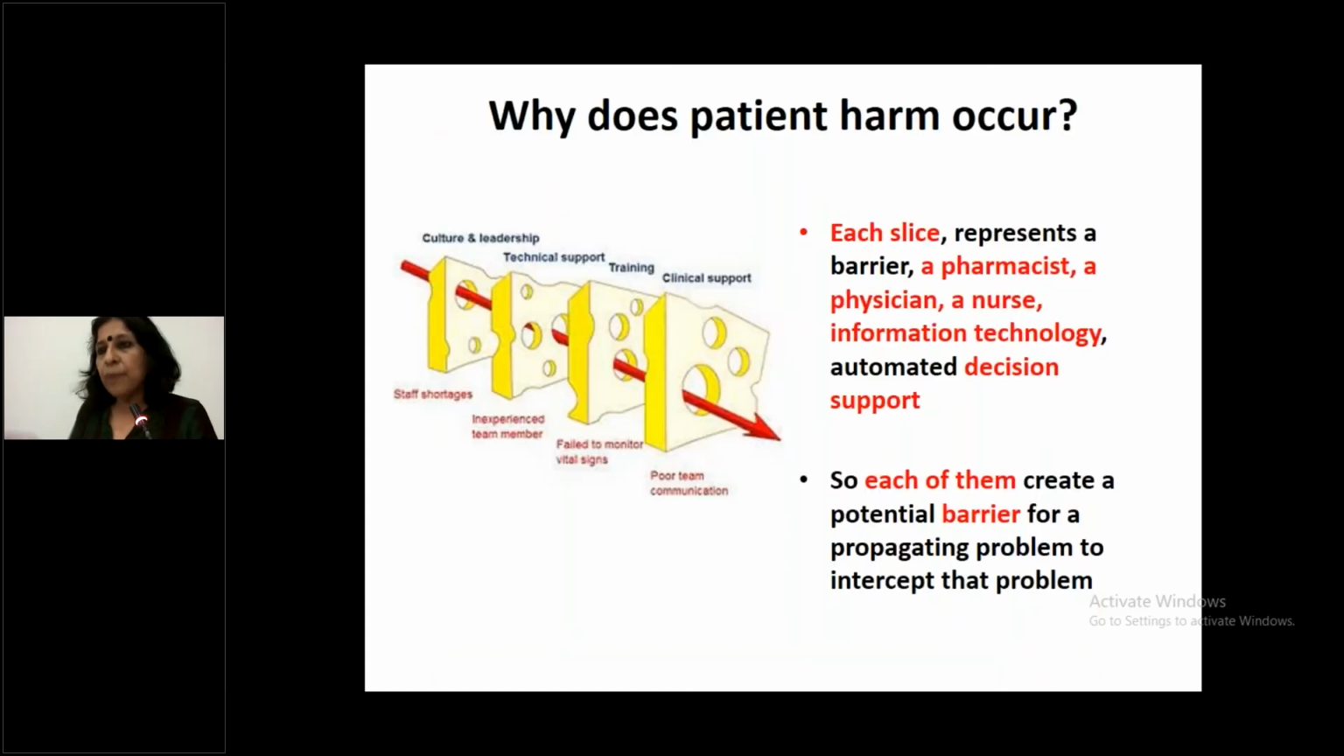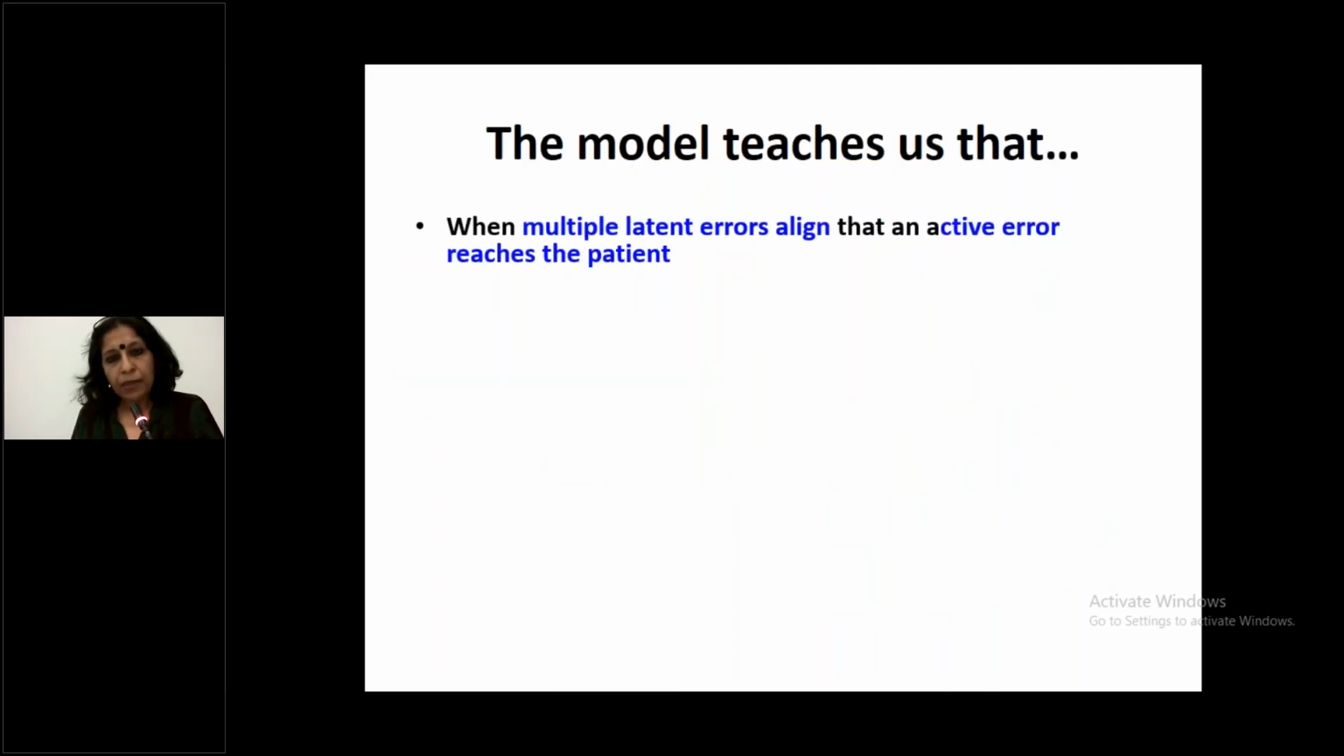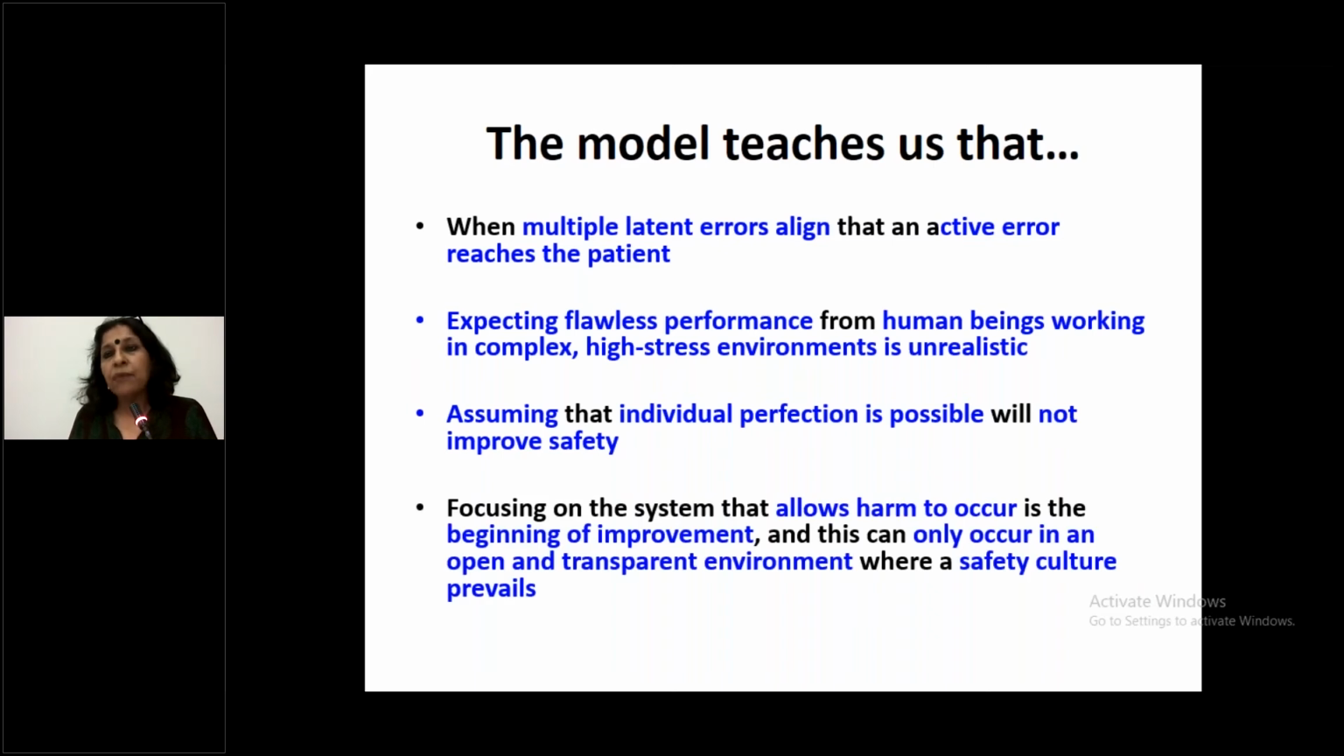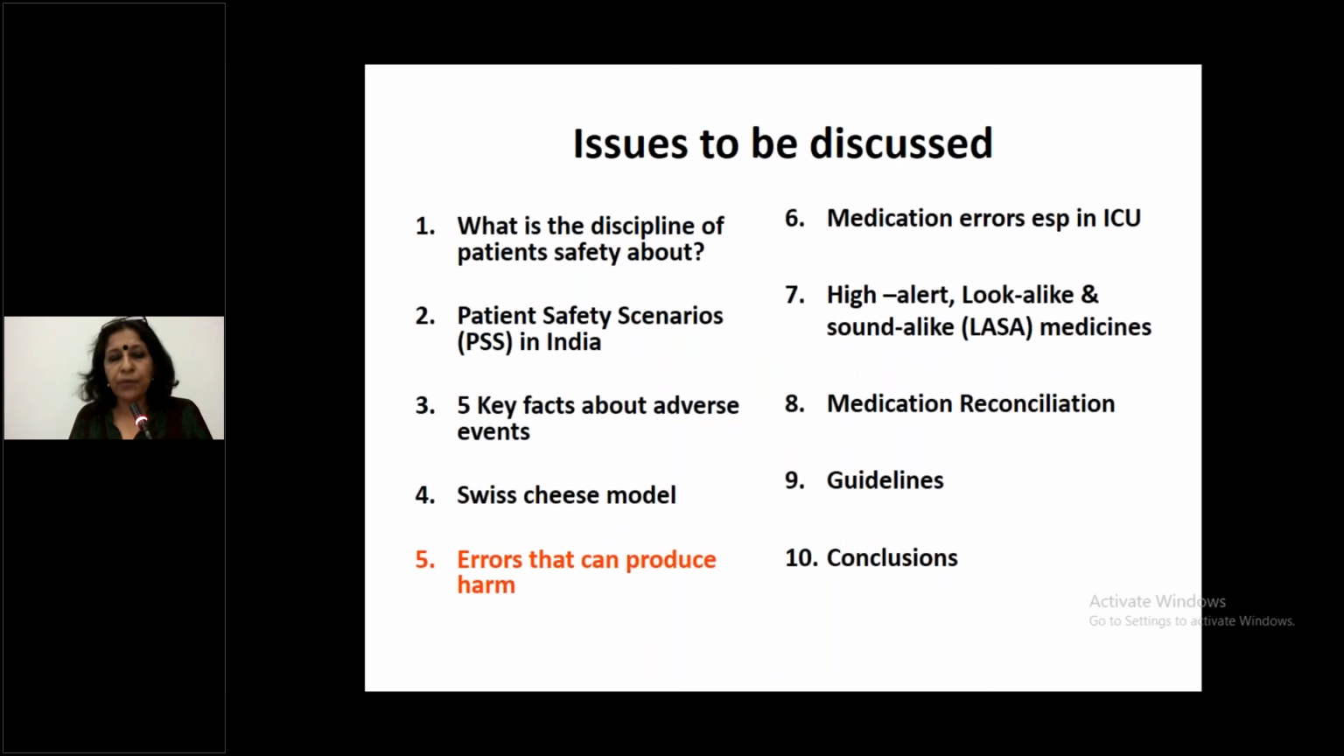Likewise, in healthcare, in patient safety, there are multiple levels. These are all barriers, and at each level, either things can go okay or some small lapse can occur. If at the next level that is intercepted, then we are creating patient safety. If, however, it goes unchecked and all the errors align, then an active error will reach the patient and the patient may undergo a problem. So when we assume that individual perfection is possible, we cannot improve safety. When we realize that errors are possible, then we work towards a safer system where the entire system is open and transparent and a safety culture prevails.